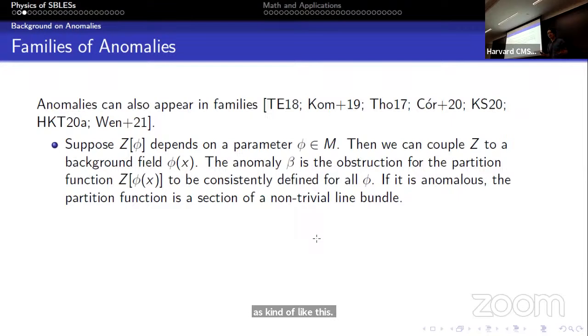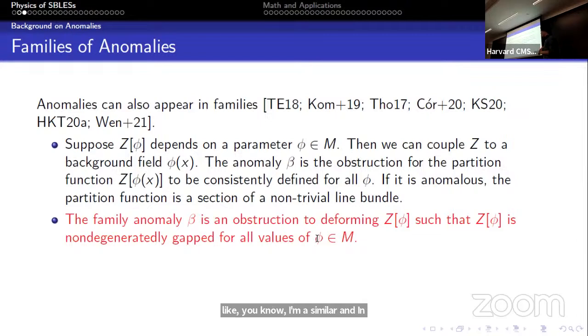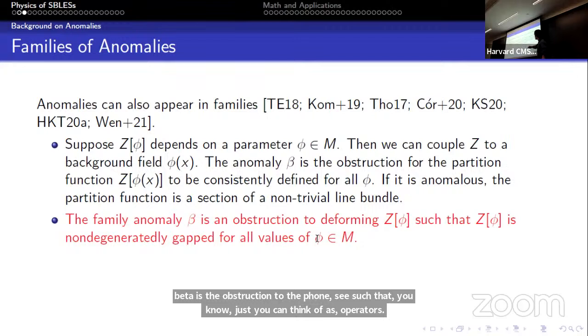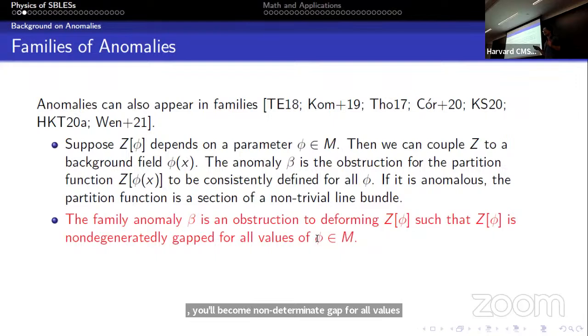Great. And in this talk, I want to have a slightly different emphasis, which is that I want to think about beta as an obstruction to deforming Z. Remember before, when we deform Z, I deform a single theory, but now I can have this family of theories. So I want to think about beta as the obstruction to deforming Z, such that, you can think about adding a family of operators, after you deform it, you will become non-degenerate gapped for all values. And what tends to happen in this system is that it would be gapped for most of the values, but there are, for example, singularity points where it fails to be that. And that's where the interesting point is. We'll see plenty of examples for that.